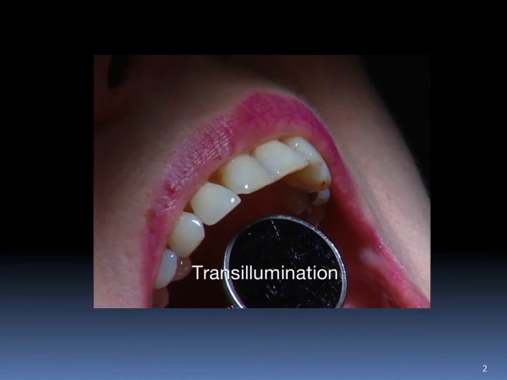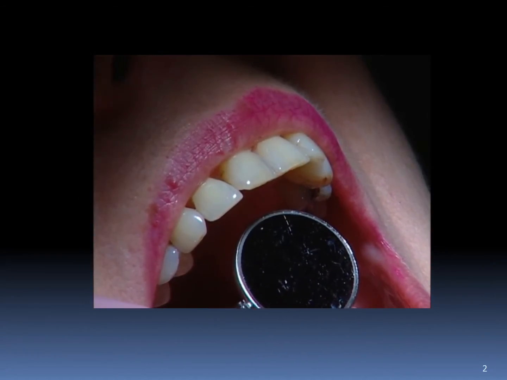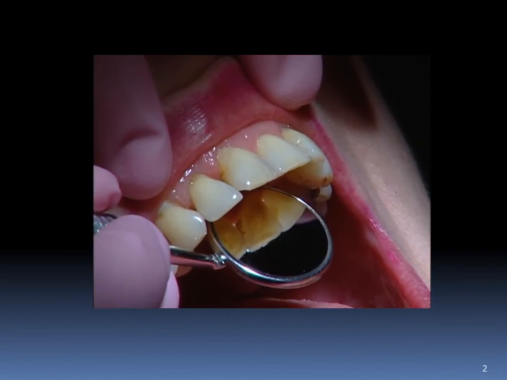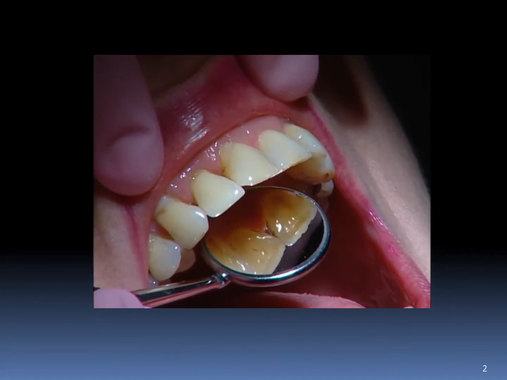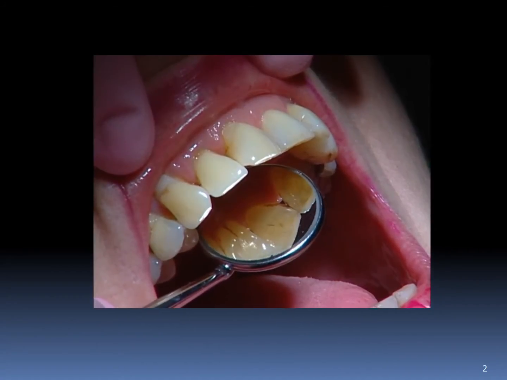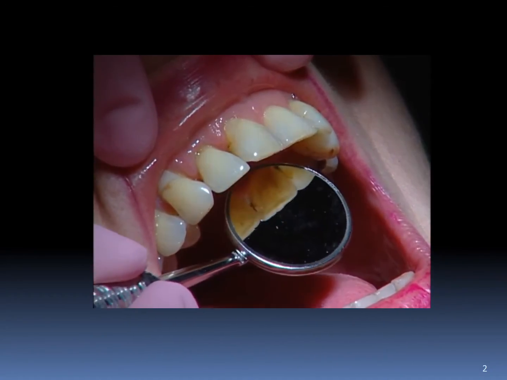Transillumination is a technique of directing light off the mirror surface and through the anterior teeth. As the light is reflected off the mirror surface, the light beams pass back through the teeth. Notice how the anterior teeth seem to glow with light from within as the light beams bounce off of the mirror surface and back through the teeth.